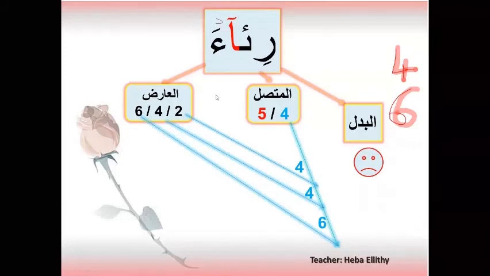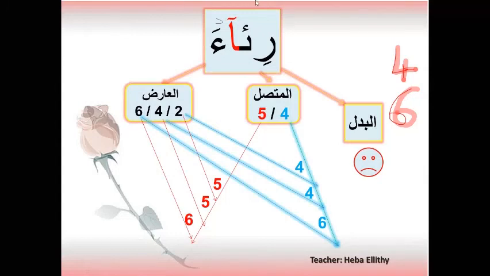Let's take 5 now and go for 3 numbers and compare. 5 with 2, 5 will beat. 5 with 4, 5 will complete. 5 with 6, 6 will beat. So on this side I have 5 and 6. My answer is 5 and 6. So my total answer is 4, 5 and 6, right?